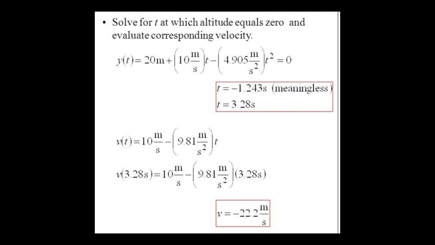For the corresponding velocity, since we have the vt is equal to 10 meter per second minus 9.81 meter per second squared times the t, substitute na lang natin dito yung 3.28 seconds. Bali magiging v at 3.28 seconds is equal to 10 meter per second minus 9.81 meter per second squared times 3.28 seconds. Calculate, and the corresponding velocity is negative 22.2 meter per second.